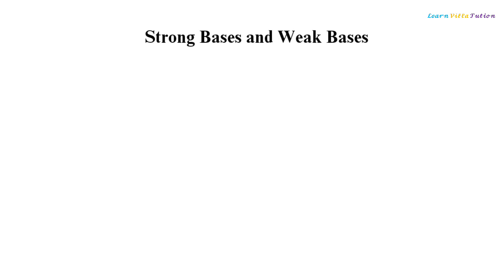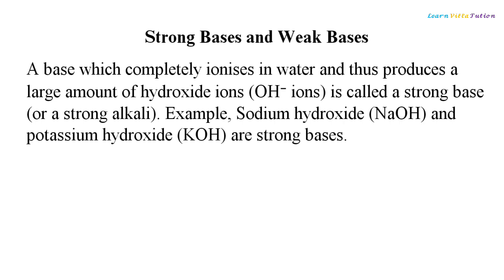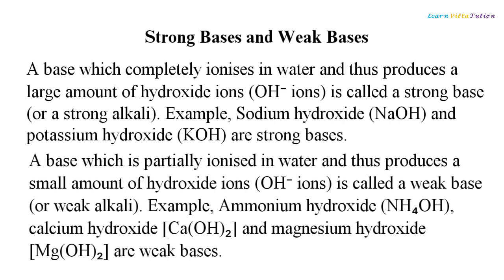Strong bases and weak bases. A base which completely ionizes in water and thus produces a large amount of hydroxide ions is called a strong base or a strong alkali. For example, sodium hydroxide and potassium hydroxide are strong bases. A base which is partially ionized in water and thus produces a small amount of hydroxide ions is called a weak base or weak alkali. For example, ammonium hydroxide, calcium hydroxide and magnesium hydroxide are weak bases.